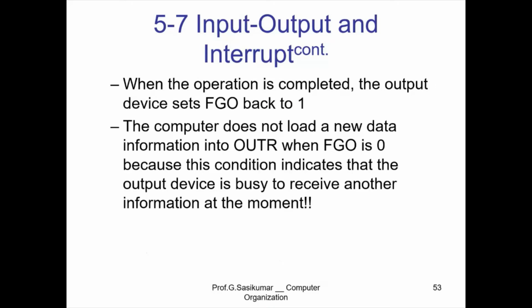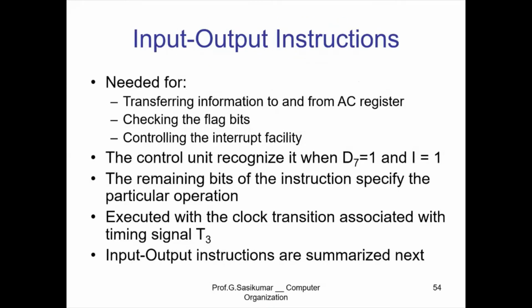Why is this flag needed? It is needed for transferring information to and from the accumulator. Because, as everybody knows, whatever information is coming, temporarily it will be kept in the accumulator, which is collecting and processing the data, checking and verifying the flag bits, and controlling the interrupt facility. So these are the three reasons why these flag registers are used to process the data.